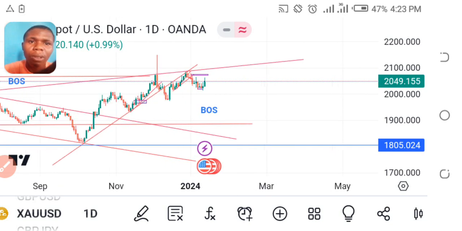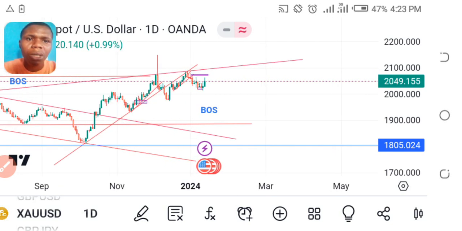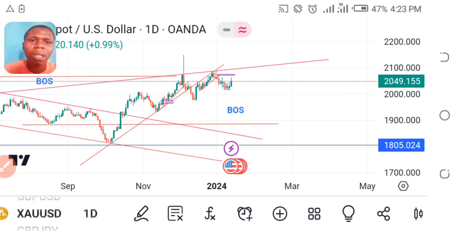Some folks be like, gold is crazy and all of that, but I don't know. I just love it. Love it because it's cool. It rewards me for my patience. That is one of the reasons I love gold.